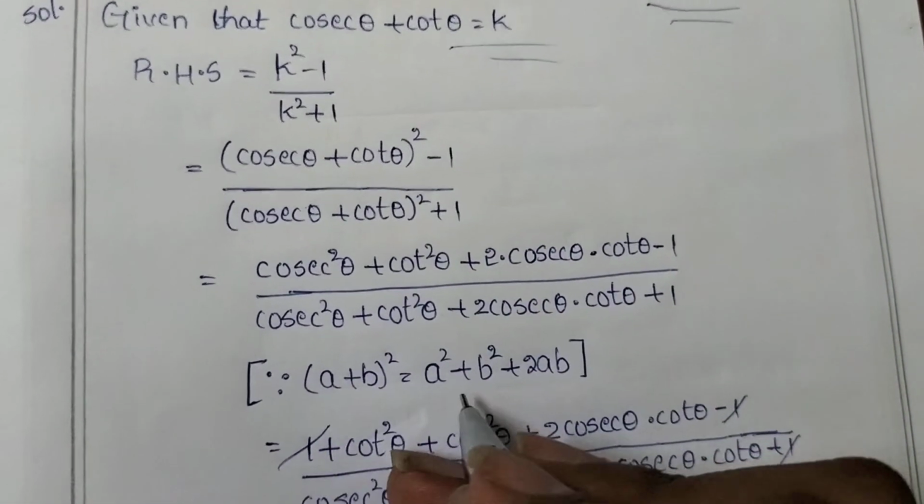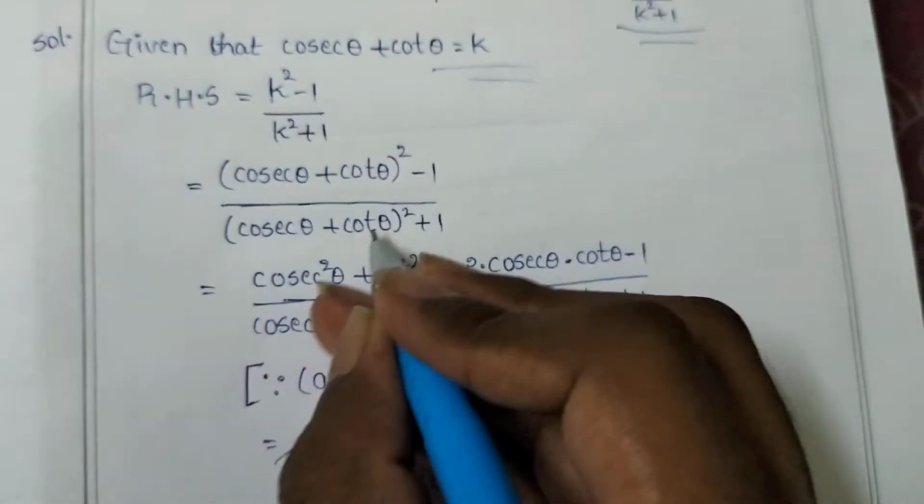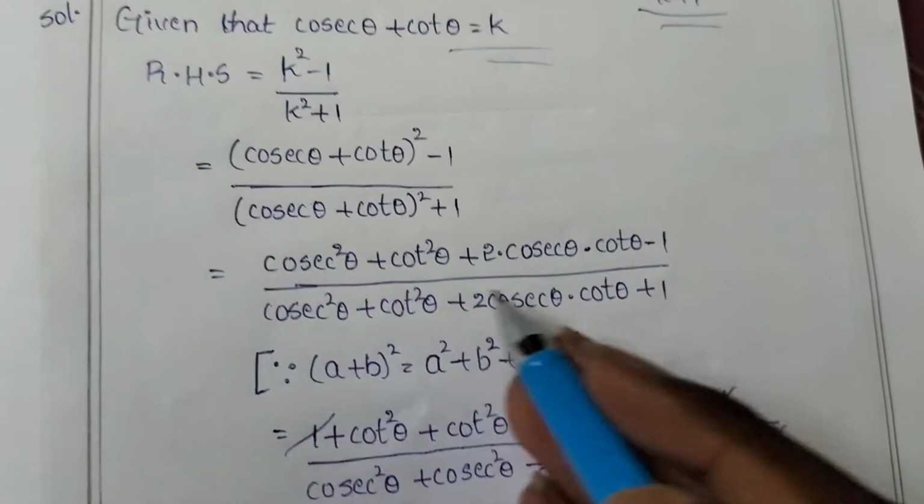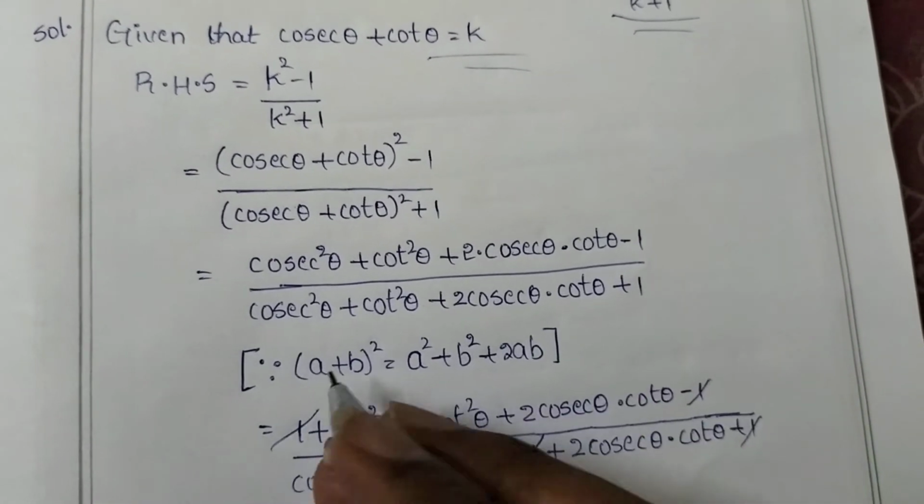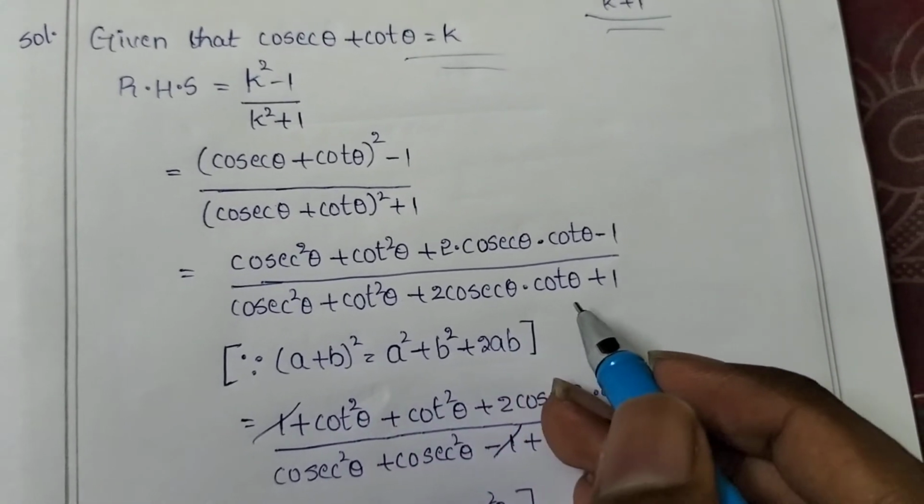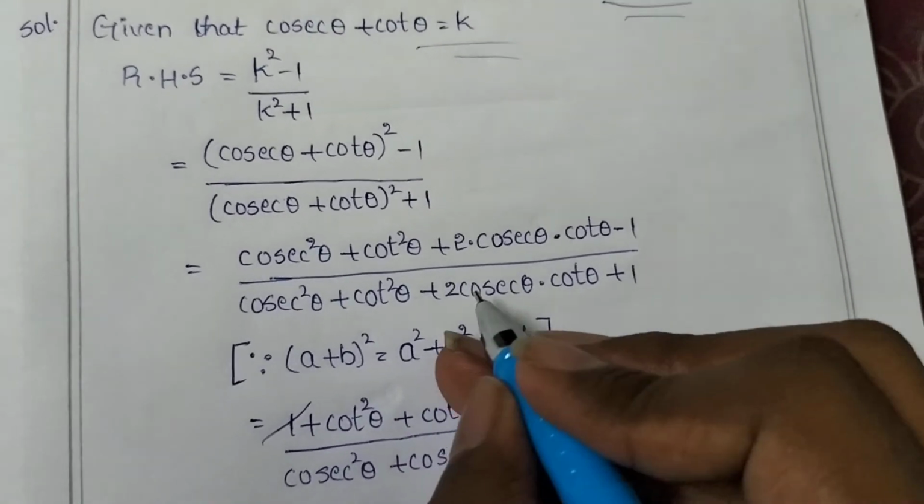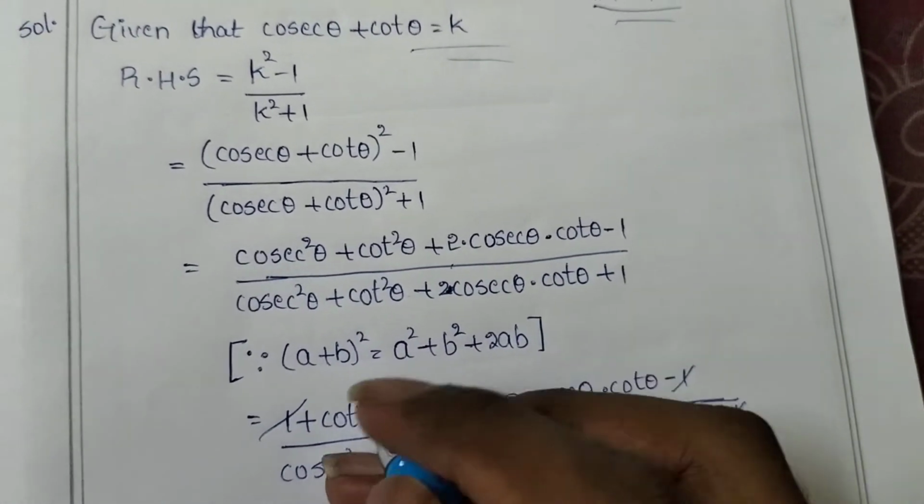Now it is looking in the form of (a plus b) whole square. So expand it: a square plus b square plus 2ab. So here a is cosecant and b is cot. Cosecant square theta plus cot square theta plus 2 into cosecant into cot, minus 1, by cosecant square theta plus cot square theta plus 2 into cosecant theta into cot theta, plus 1.